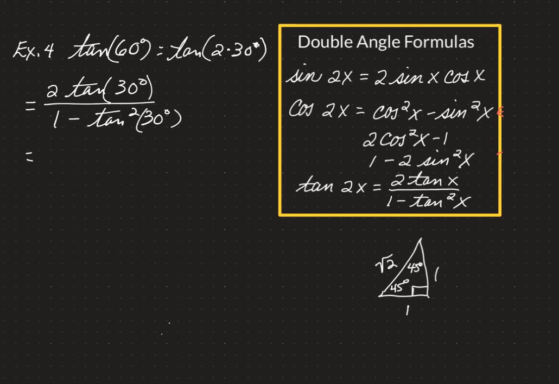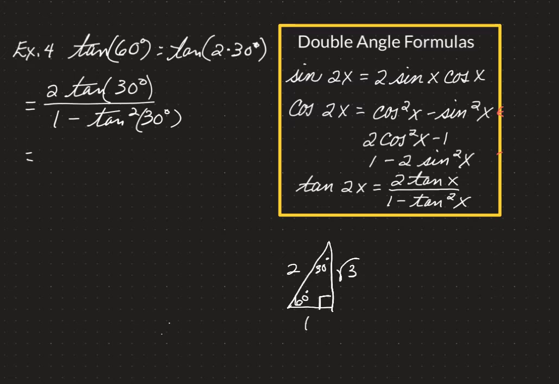Now we need a different reference triangle. So we need a 30, 60, 90 triangle, and 1, 2, square root of 3 are the sides. So that means that we have 2 times the tangent of 30 degrees. There's our 30-degree angle. That's equal to the opposite, which is 1, over the adjacent.